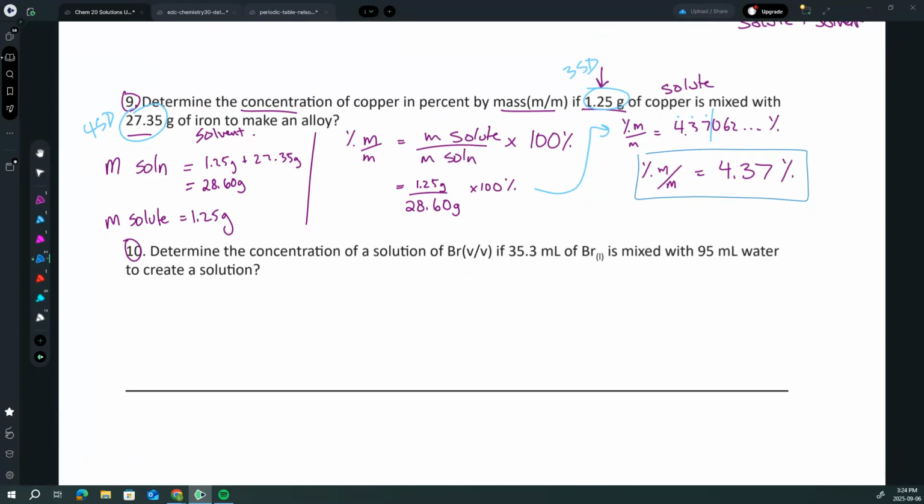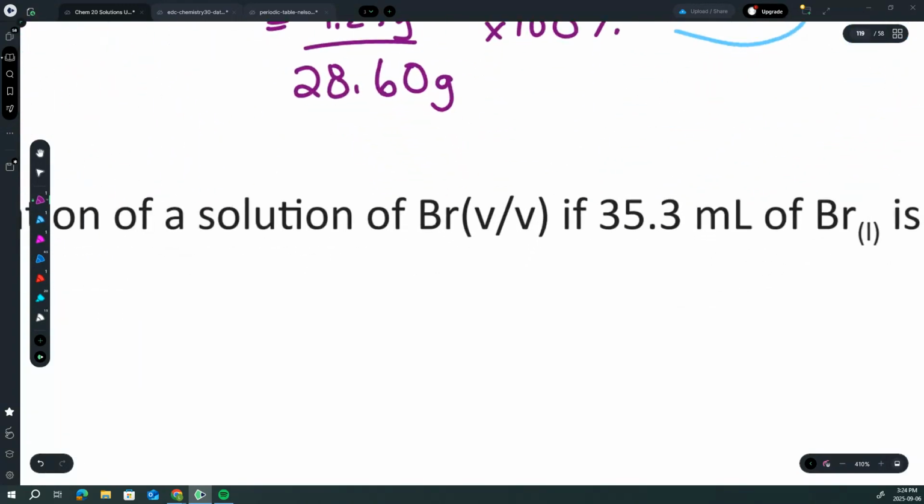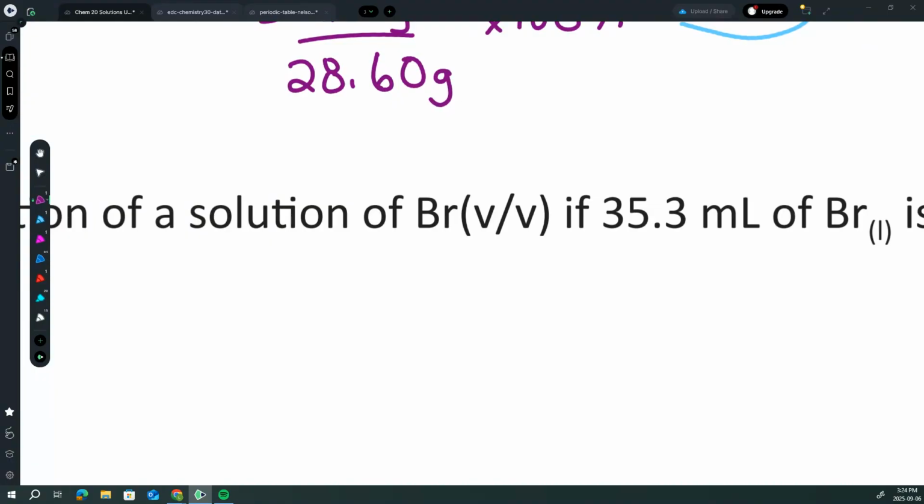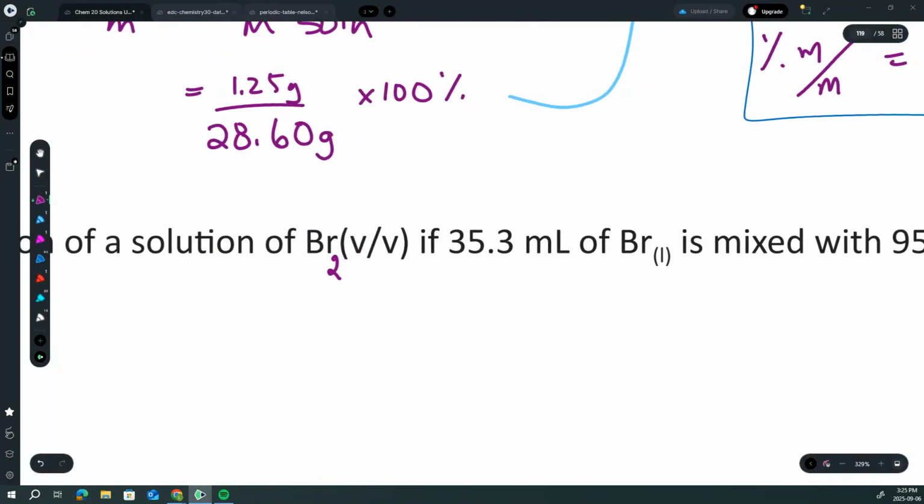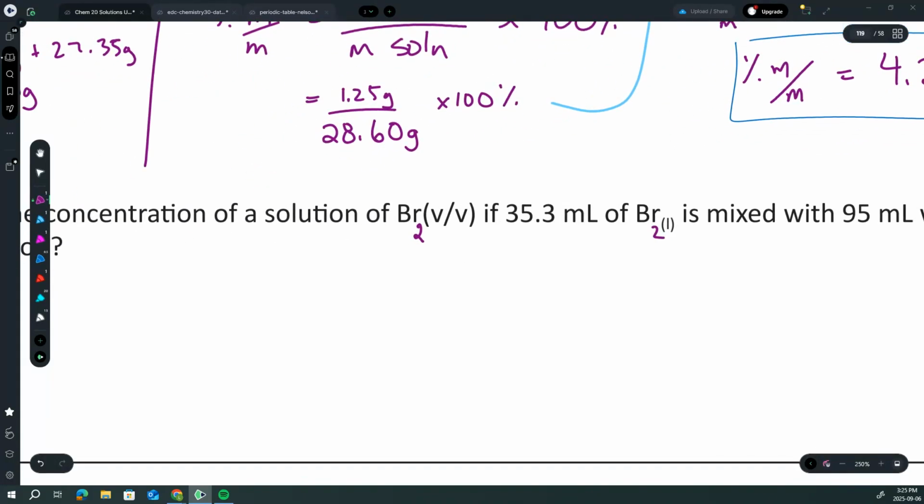Last but not least, we've got to determine the concentration of a solution of bromine if 35.3 milliliters of bromine is mixed with 95 milliliters of water to create a solution. With this, I'm realizing there's a typo here. Bromine, whenever it's by itself, is one of our diatomic elements. As a reminder, the mnemonic device I use is Hofbrinkel. So BR from Brinkel means that bromine is diatomic. Make sure you make that adjustment.